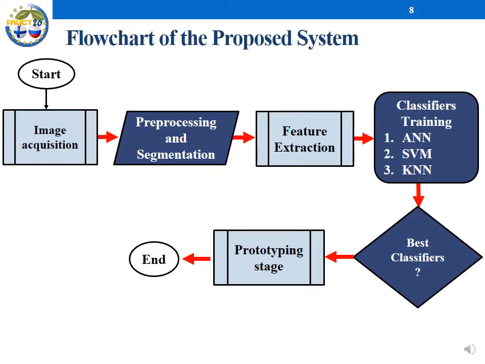The flow chart of the proposed system is as follows. After the start, we have the image acquisition, then pre-processing and segmentation, then feature extraction, and then we do the classification using artificial neural network, SVM, and KNN. The best classifier is selected for the prototyping, and then we end.